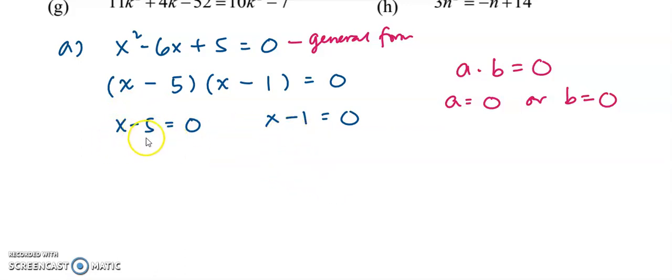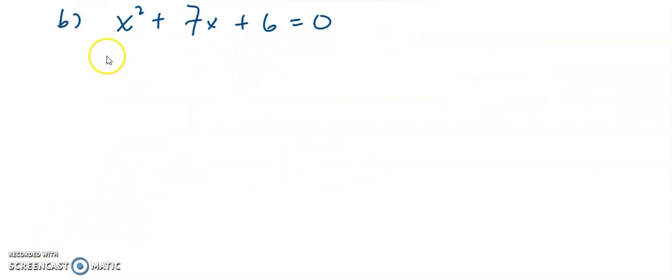When x minus 5 equals 0, your x has to equal 5. And when x minus 1 equals 0, then x equals 1. So we have two roots for this quadratic equation, and we get the solution as x equals 1 and x equals 5. For the second example, again, this is in the general form.